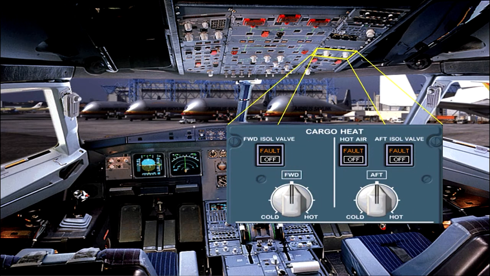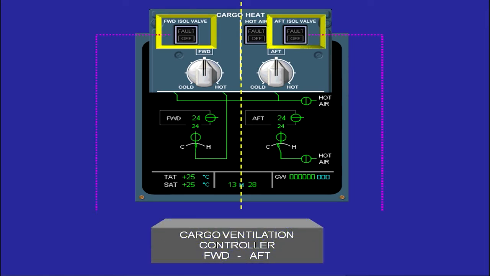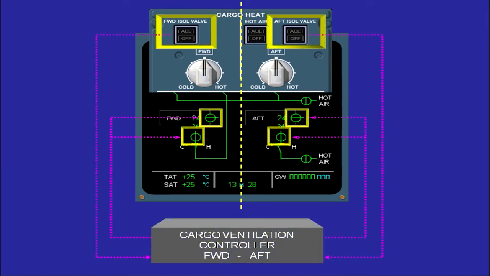On the overhead panel, the cargo heat panel contains the controls associated with cargo heating and air conditioning. For each cargo compartment, there is an isolation valve push-button switch. These push-button switches normally remain in their lights-out auto position. When in this position, the cargo ventilation controller will automatically open and close the isolation valves. In case of cargo smoke detected, the cargo ventilation controller will automatically close the related isolation valves.